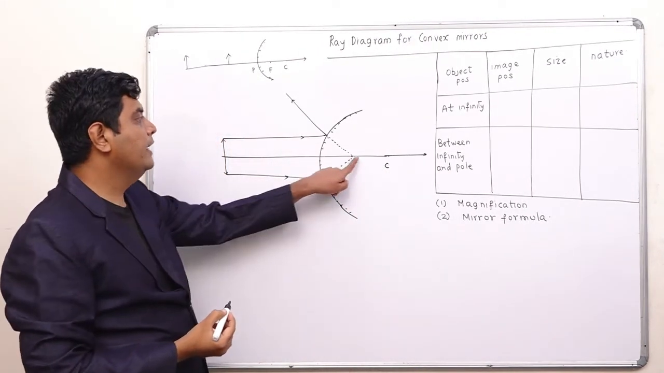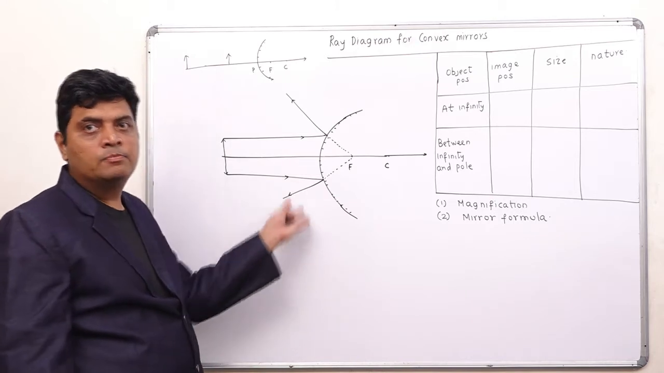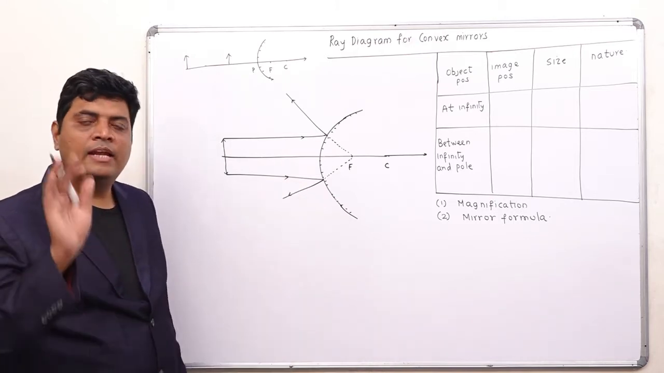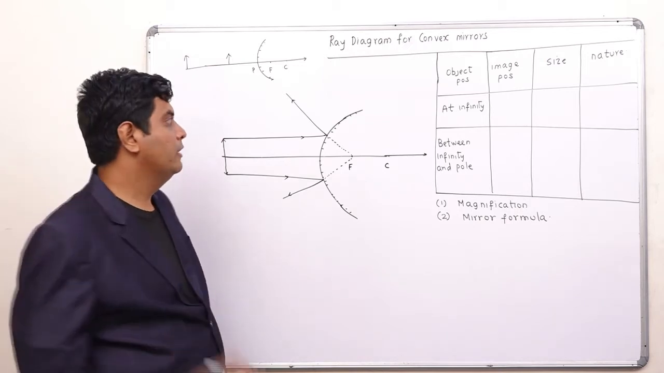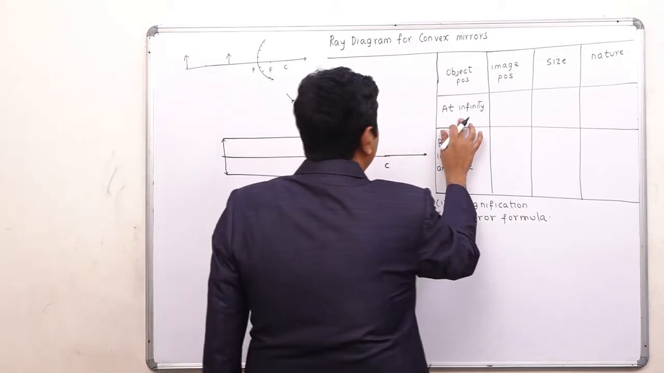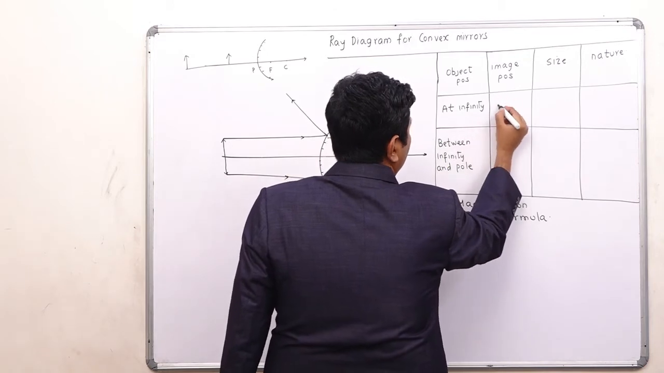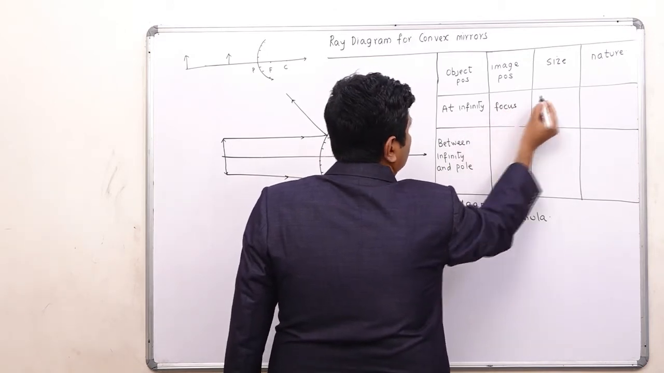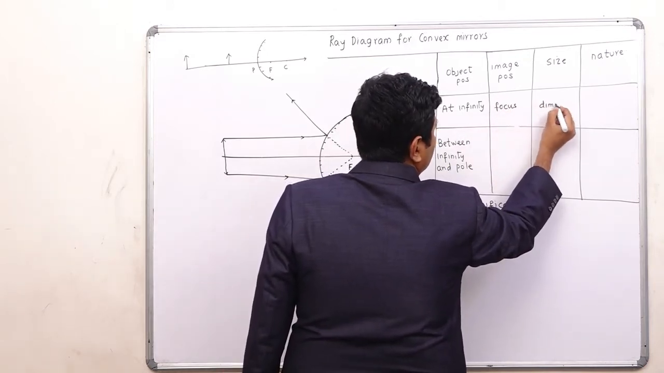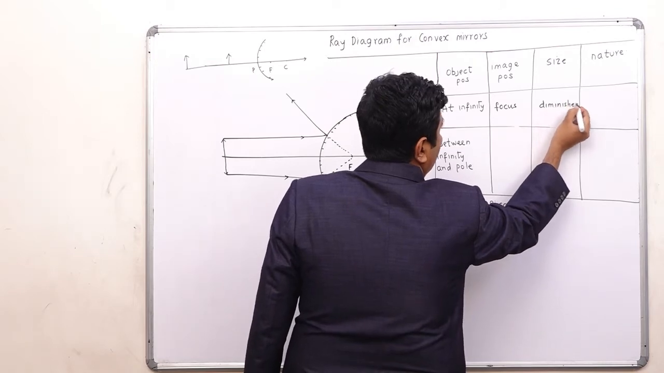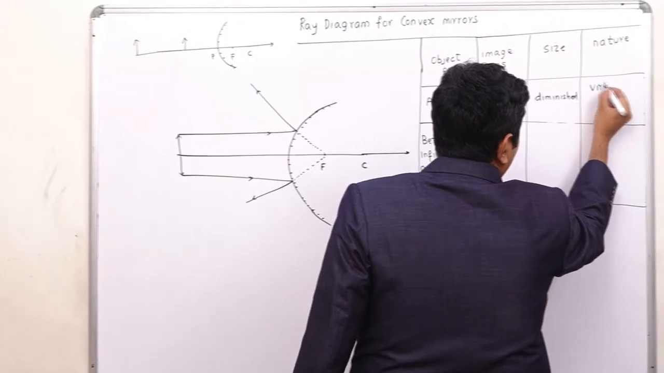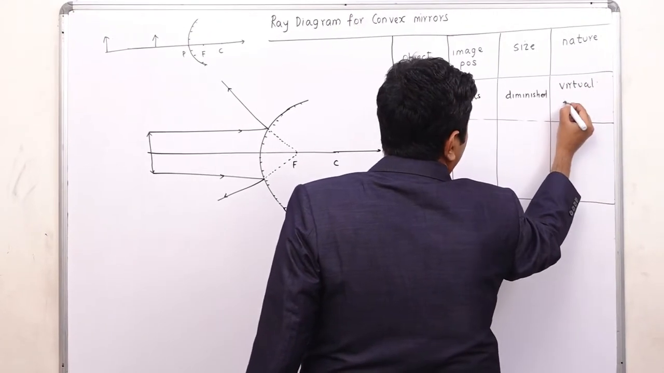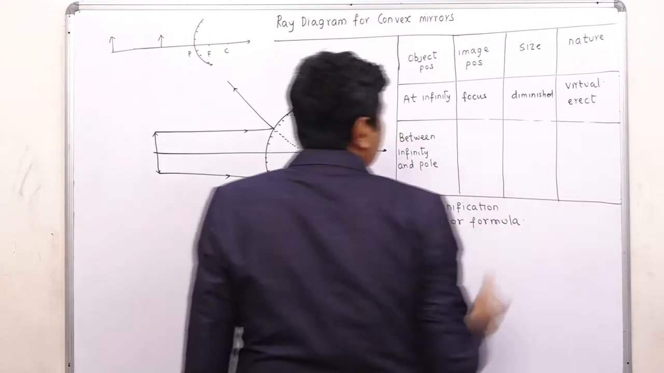So where is the ray meeting? It is meeting at the focus. It is behind the mirror, and behind the mirror is always a virtual image. Remember this part. Behind is always virtual. So when the object is at infinity, the image is at the focus, and the size is diminished. Now you know, behind the mirror it is always virtual, and because it is virtual, it will be erect. You have to remember this.